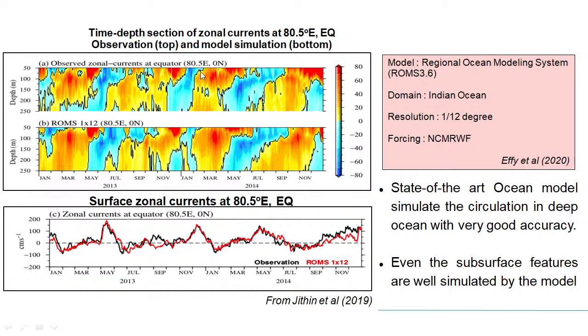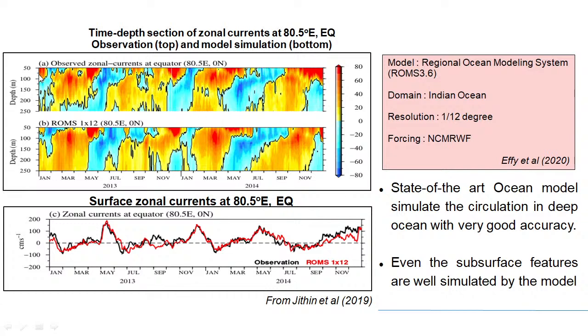You see positive values. Then we have something like a westward flow, and then intermittent westward flow. Then again we have strong flow. So this is quite known to us as Wyrtki jets in the Equatorial Indian Ocean. You can see that the model is doing a fantastic job in simulating not only the surface current.